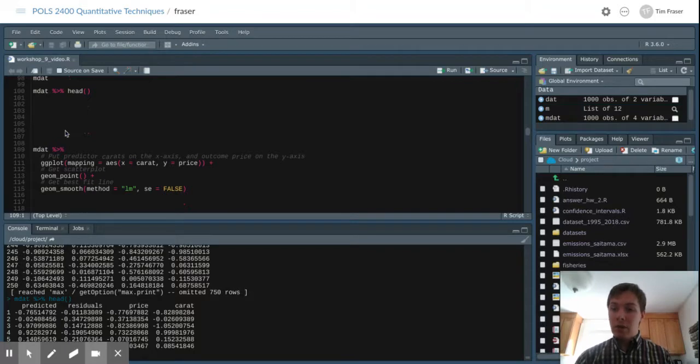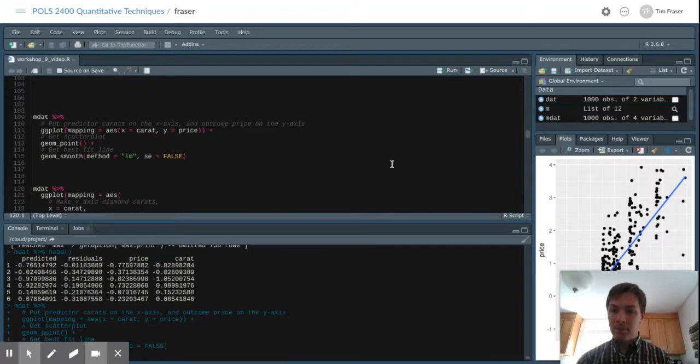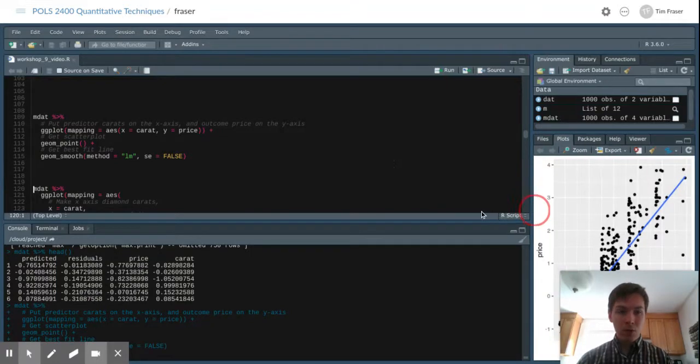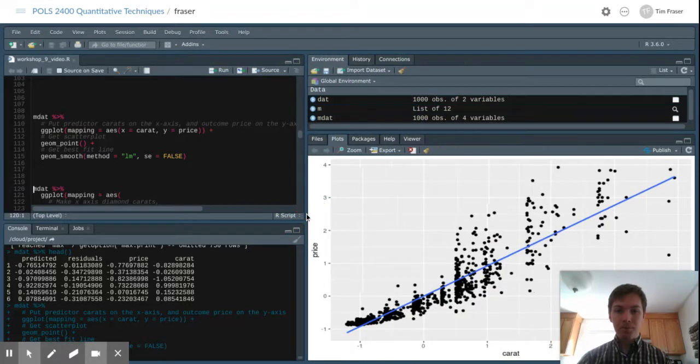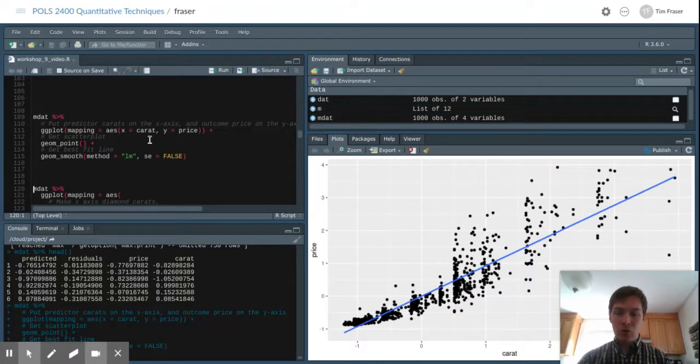We could very easily visualize this. Okay, so over here, can you see this? This is the first visualization. This is the best fit line between carat and price. Now you may have noticed, hey Tim, I thought that this was going to be a multivariate model. This just has 2 variables in it, not 3 or more. It works the same for all of them.